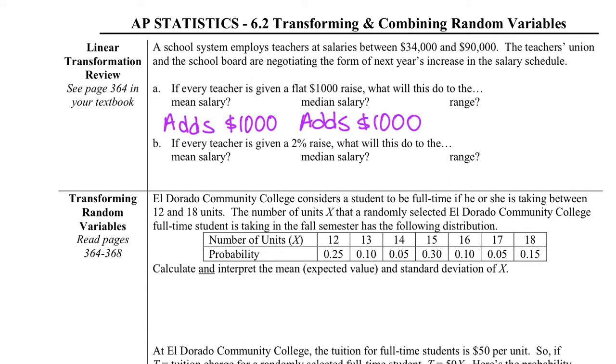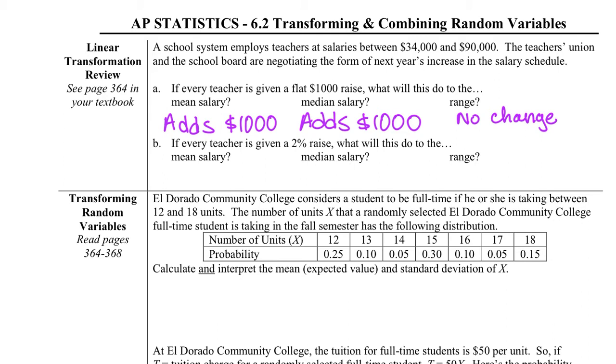So hopefully you say it's going to add $1,000 for both the mean and the median. How about the range? And if it helps, one thing you could do is actually add the $1,000 to each of these ends and calculate the range and see if there's a difference. So hopefully you remembered that addition or subtraction does not change the range because the highest and lowest values will increase at the same rate, then the range, the highest minus the lowest, will not change.